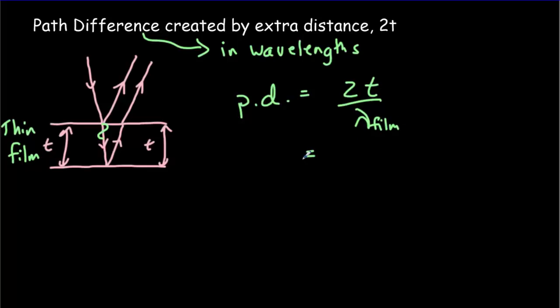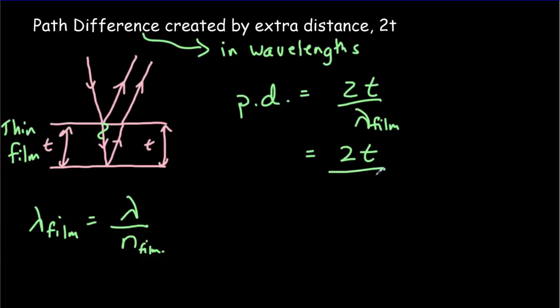Now, we're not going to know the wavelength in the film directly. We will have some sort of source of light, and the manufacturer will suggest a wavelength for that light. And that will be the wavelength in air. So this lambda in the film is going to equal that manufacturer's value of the wavelength, really in air, divided by the index of refraction of the film. So we can write our expression for that path difference created by that extra distance traveled to be equal to 2 times the thickness of the film divided by the wavelength of the light times the index of refraction of the film.